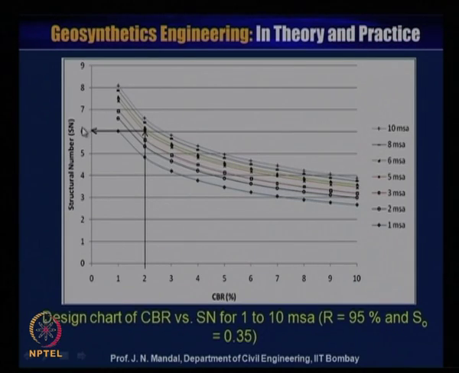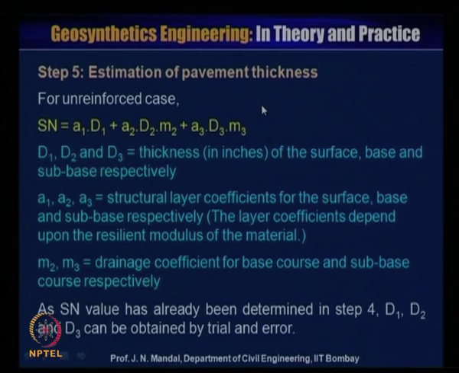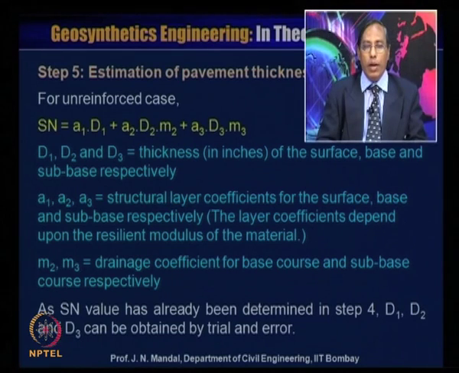Now, step 5, estimation of pavement thickness. For unreinforced case, SN is equal to A1 D1 plus A2 D2 M2 plus A3 D3 M3, where D1, D2 and D3 are the thickness in inches of the surface, base and subbase respectively. A1, A2, A3 are structural layer coefficients for surface, base and subbase respectively. The layer coefficient depends upon the resilient modulus of the material. M2, M3 are drainage coefficients for base course and subbase course respectively.